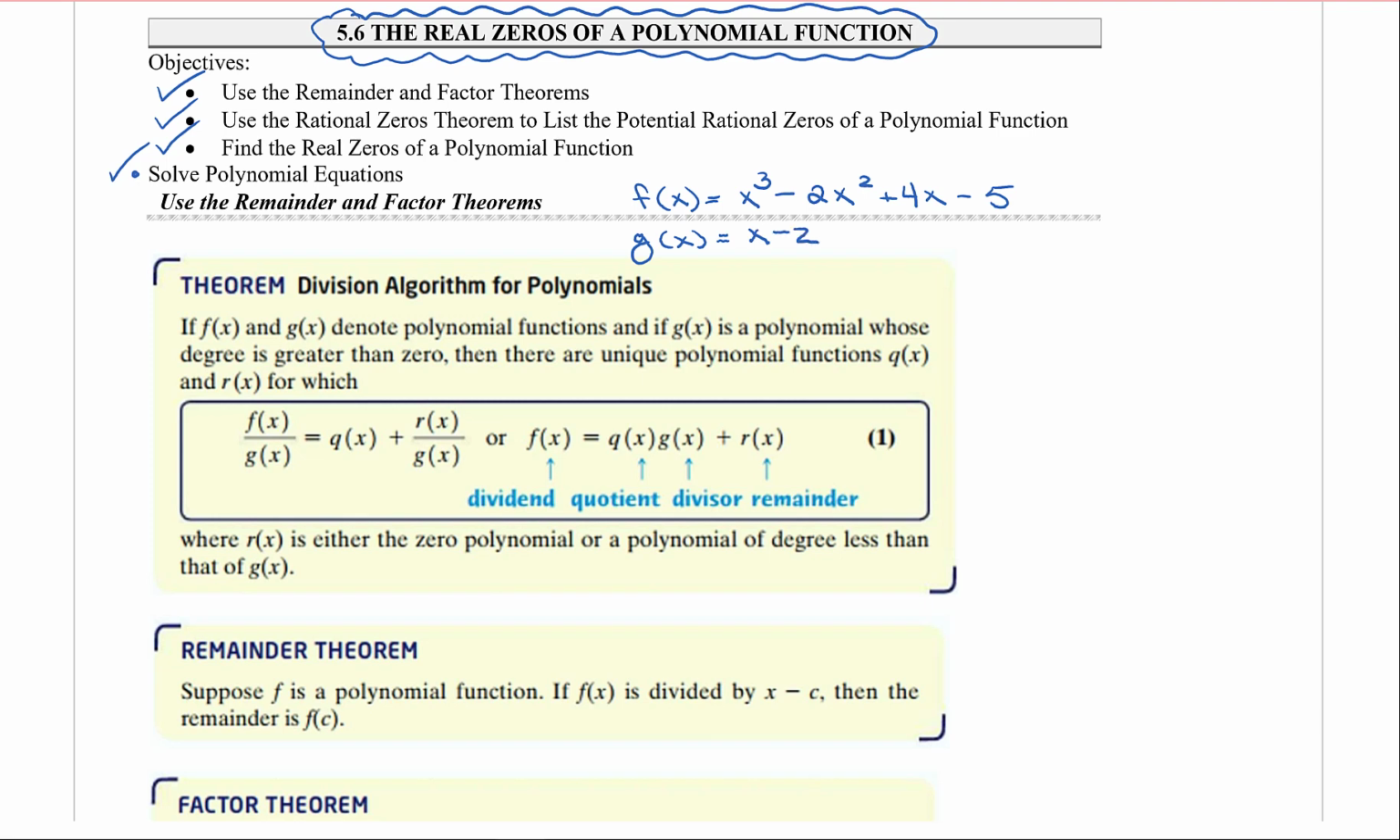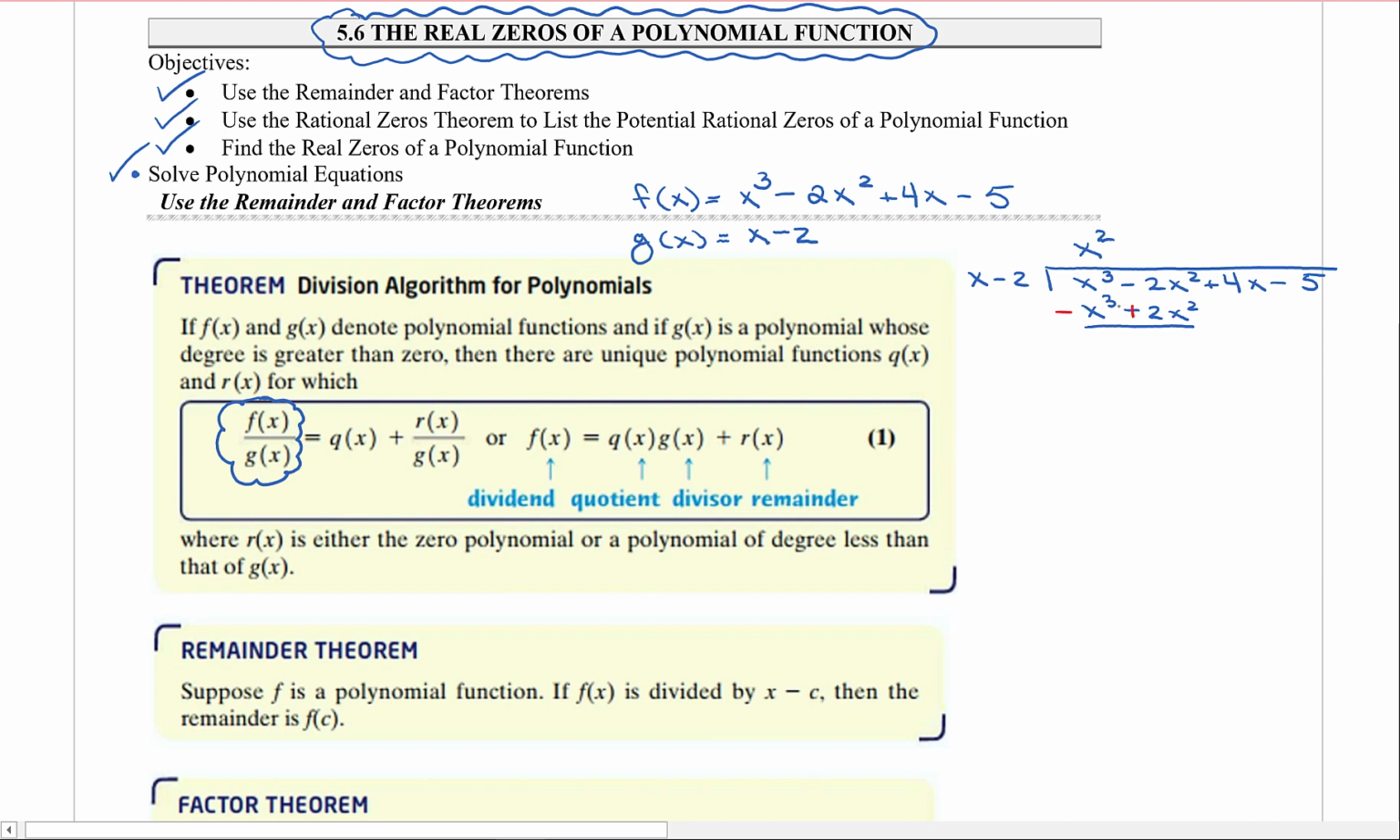So the division algorithm for polynomials says if f of x and g of x denote polynomial functions, and if g of x is a polynomial whose degree is greater than 0, then there are unique polynomial functions q of x and r of x for which f of x divided by g of x is equal to q of x plus r of x divided by g of x, or f of x is equal to q of x times g of x plus r of x.